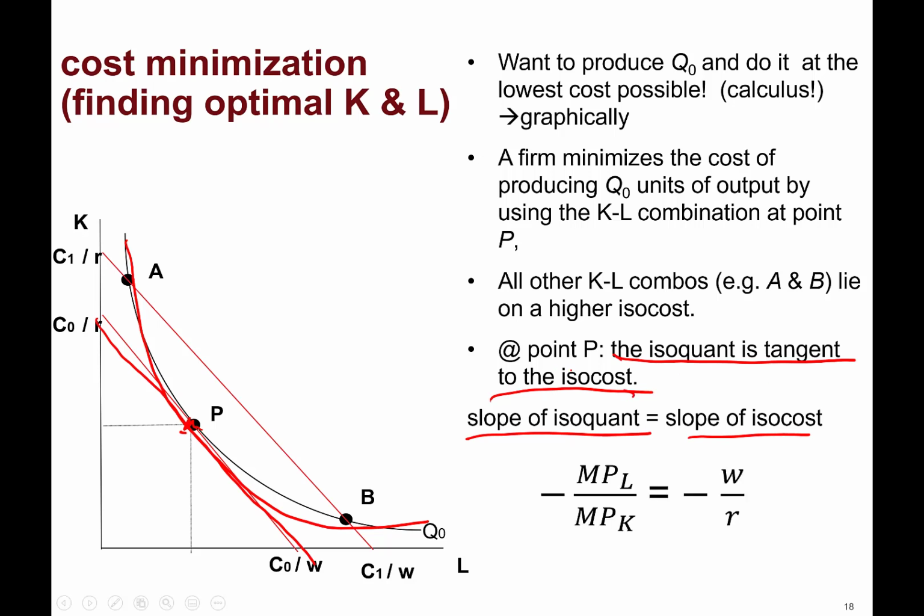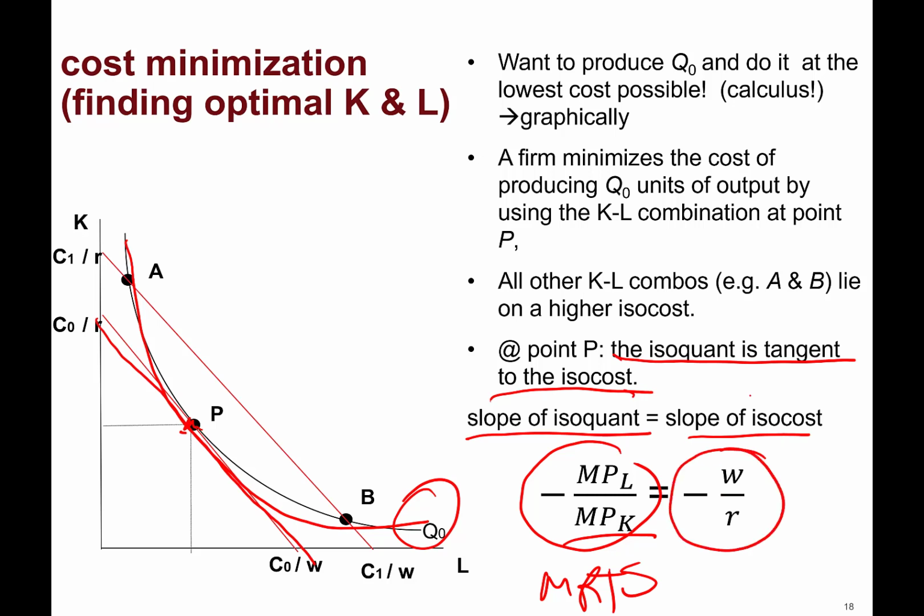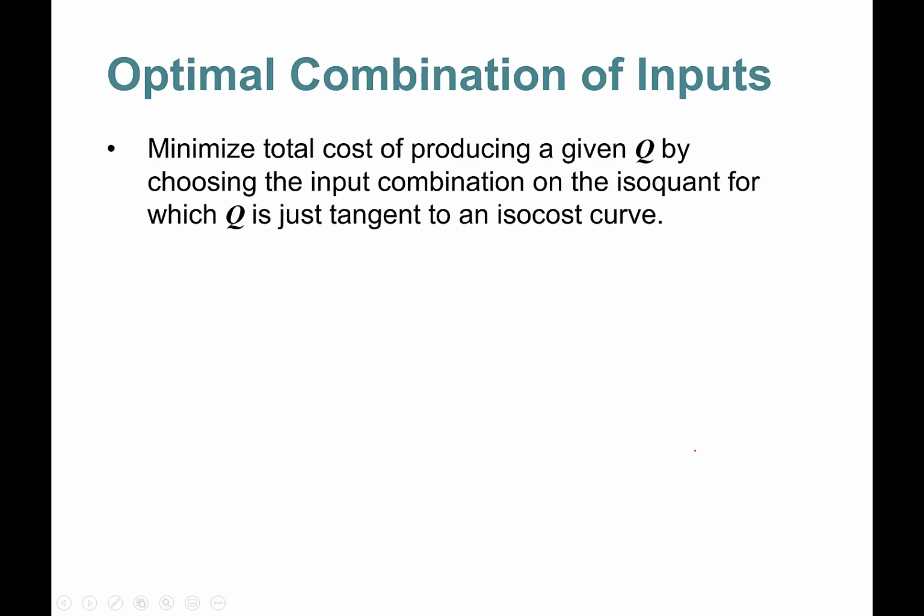And what was the slope of the isoquant? This one was the negative of the marginal product of labor divided by the marginal product of capital. This was the negative of the marginal rate of technical substitution, which is equal to the slope of the isocost. All these isocosts have the same slope, negative wage rate divided by the rental rate.